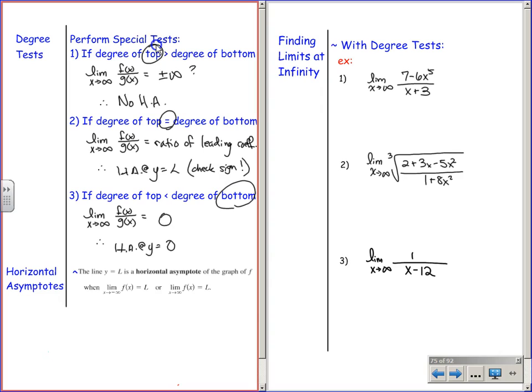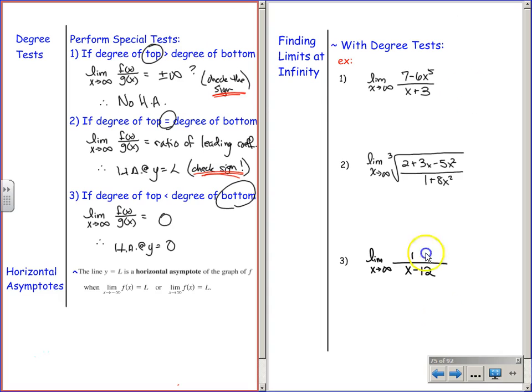What's the question mark mean? Check the sign. If the top wins, you're going infinity and beyond again, but you still need to check the sign and consider whether it's a positive or negative infinity. So the ones that we need to check the sign, it's really only when you have weird things like square roots and absolute values where you really have to be careful. But that's in the positive, negative infinity or the ratio of the leading coefficients.